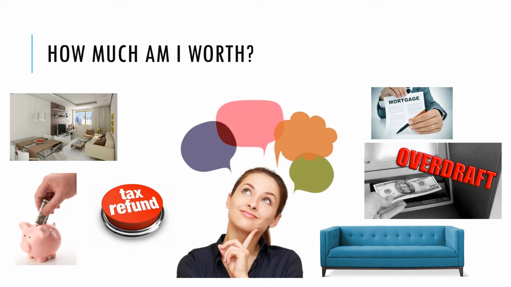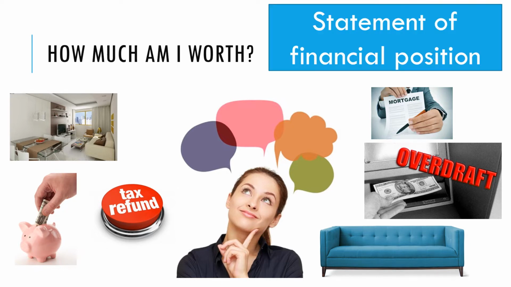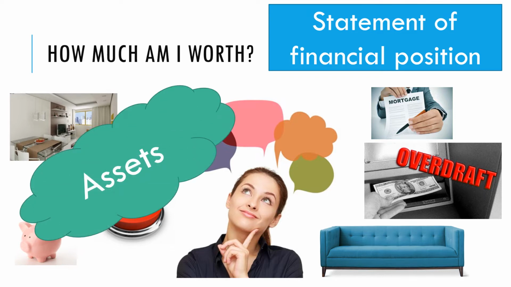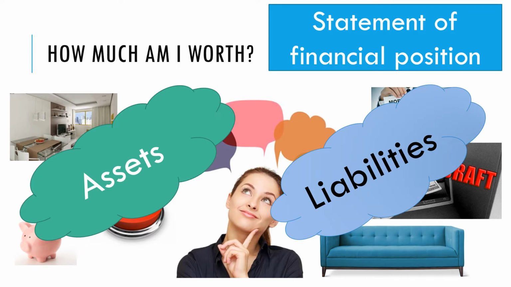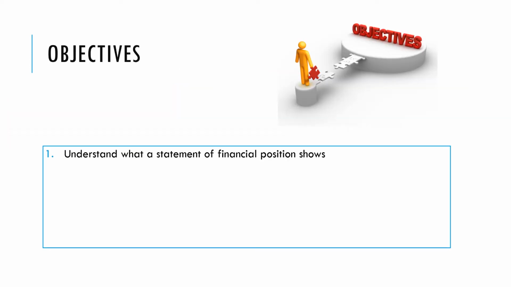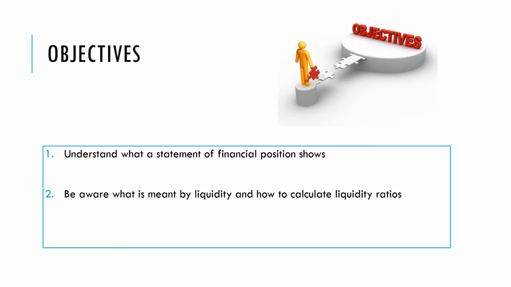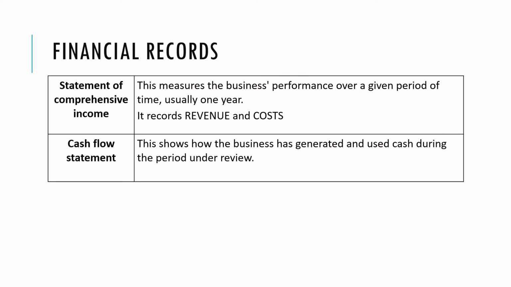It's exactly the same concept for a business. They will want to look at exactly how much they're worth, and businesses call this a statement of financial position. And the things they own, they call assets, and the things they owe, they call liabilities. And that's what we're going to look at in this video. We're going to look at what a statement of financial position shows. We're going to look at this term liquidity and how businesses can measure their liquidity, and then finally focus on the cycle of working capital.